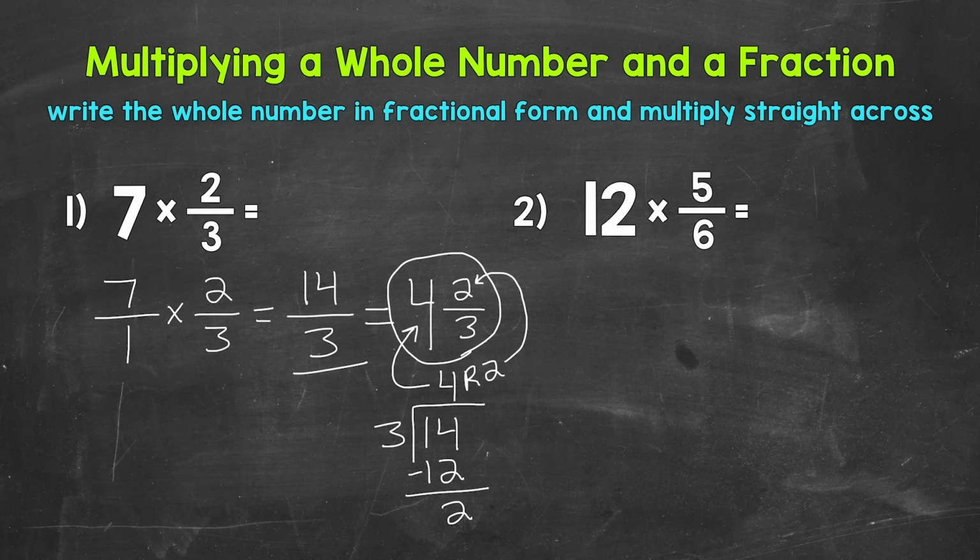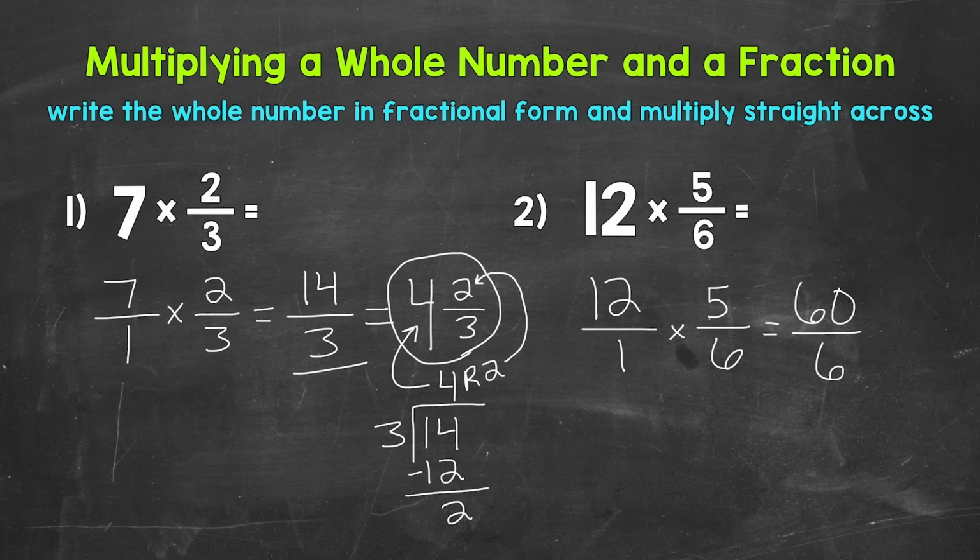Let's move on to number 2, where we have 12 times 5/6. So let's rewrite 12 in fractional form by putting it over 1, times 5/6. Now we can multiply straight across. Let's start with the numerators. 12 times 5 is 60. Now for the denominators. 1 times 6 is 6.